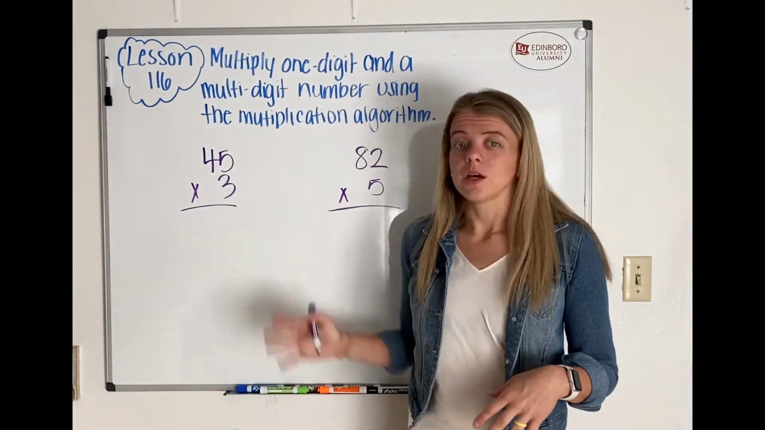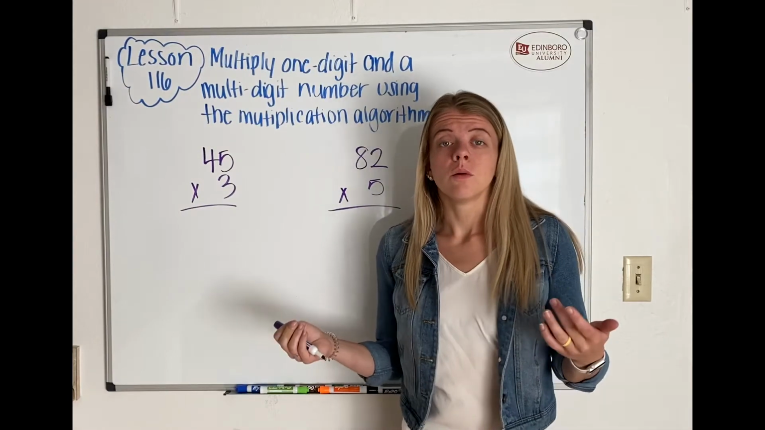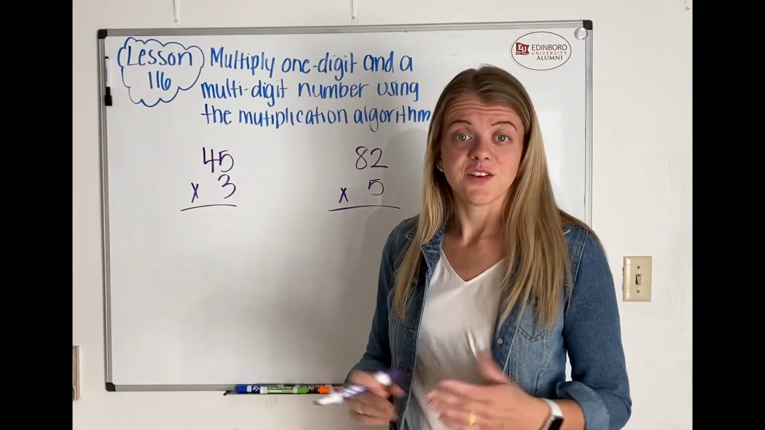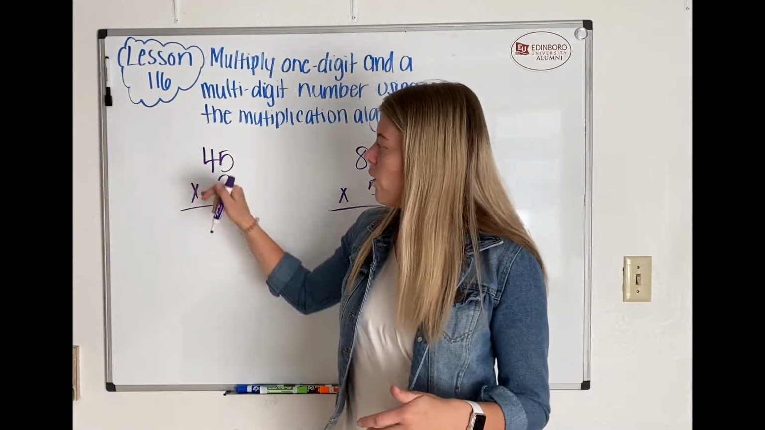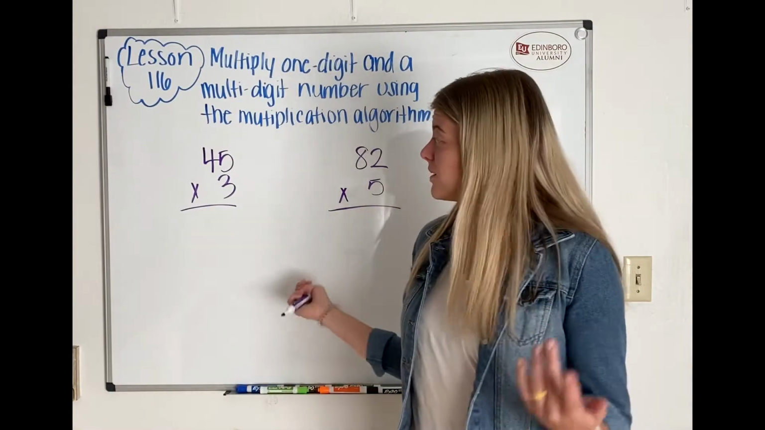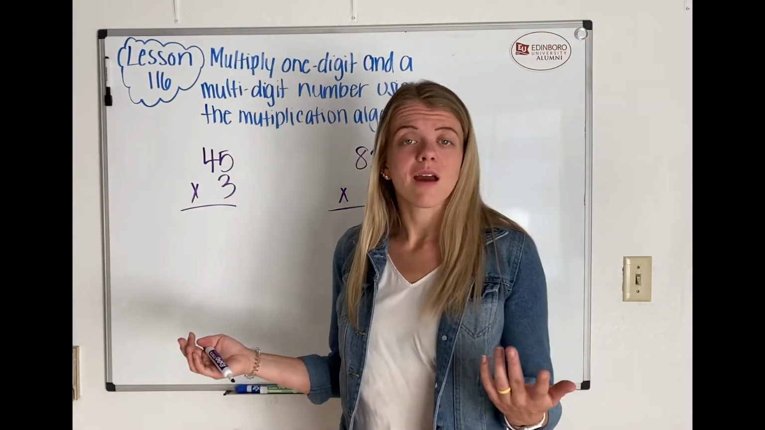So normally when we look at a number like this, we can do mental computation. So we can say that 5 times 3 is 15. We can say that 4 times 3 is 12. 120 plus 15 is 135.